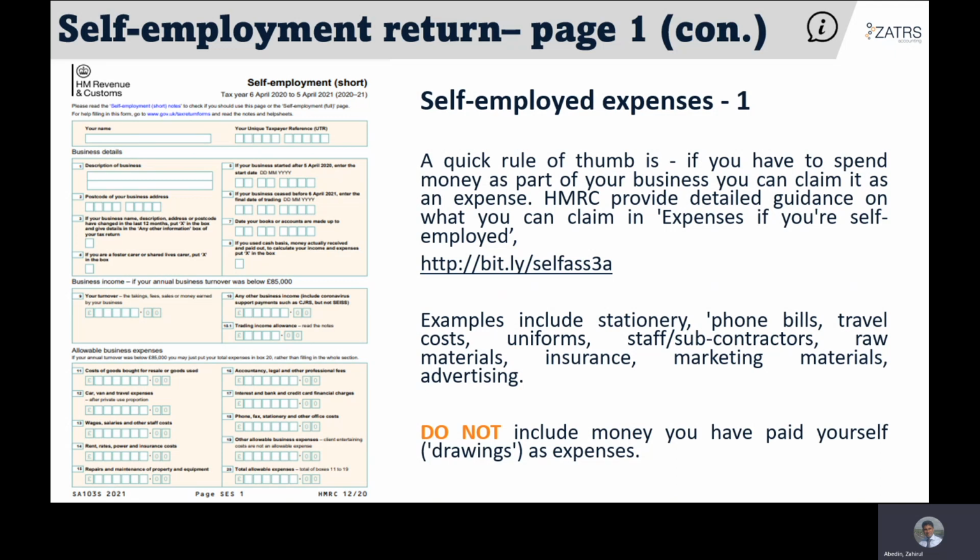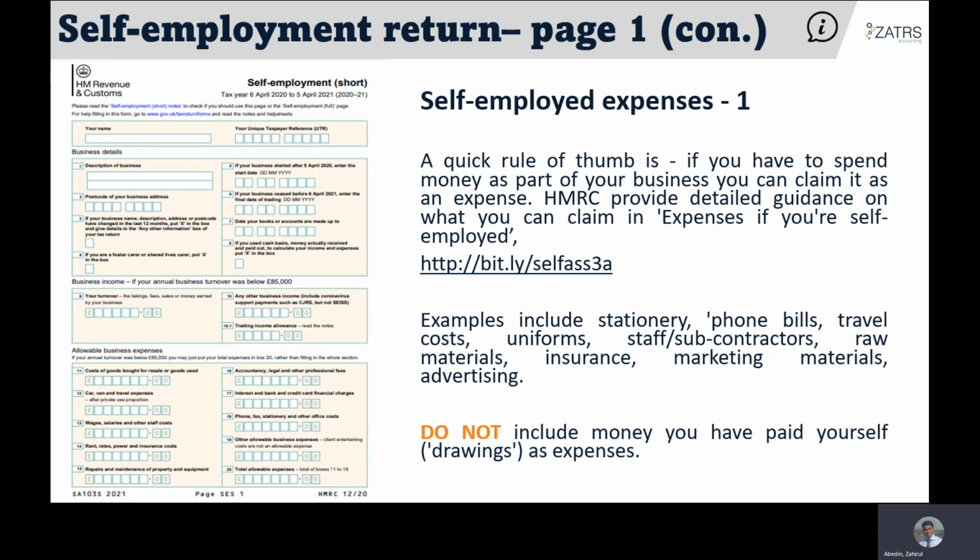Now, again, there is a detailed guide from HMRC on their website. You can find a direct link to the website from our slide. So as you might expect, things like stationery, your phone bills, the business cards that you have bought, insurance that you have had to take out, any raw materials that you have had to buy, all those sorts of things are business expenses, and you can claim them against your income.